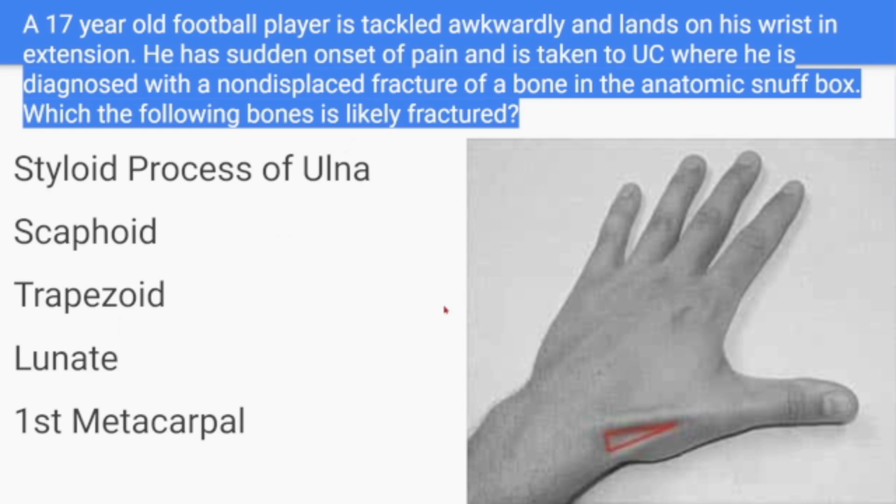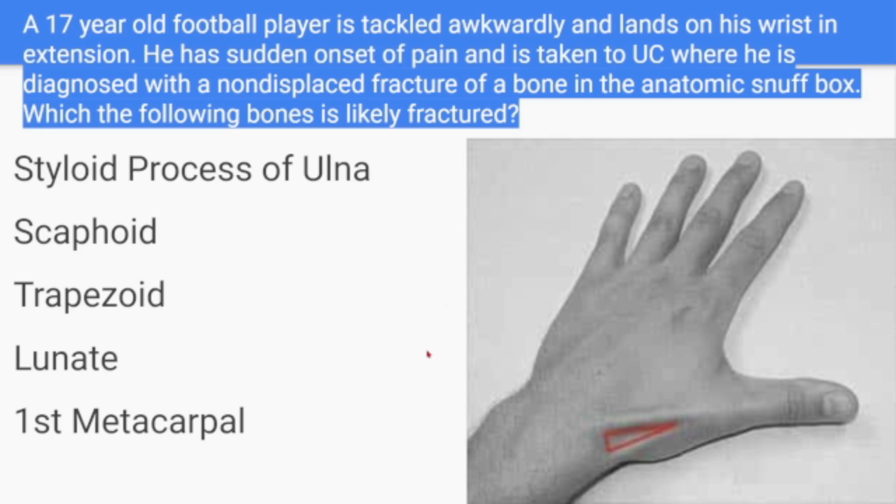A 17-year-old football player is tackled awkwardly and lands on his wrist in extension. He has a sudden onset of pain and is taken to urgent care, where he is diagnosed with a non-displaced fracture of a bone in the anatomic snuff box. Which of the following bones is likely fractured?